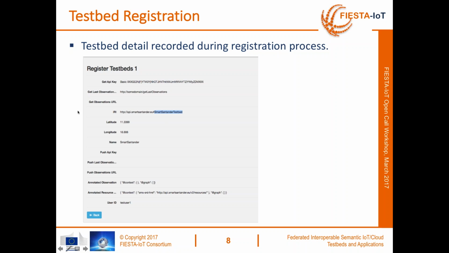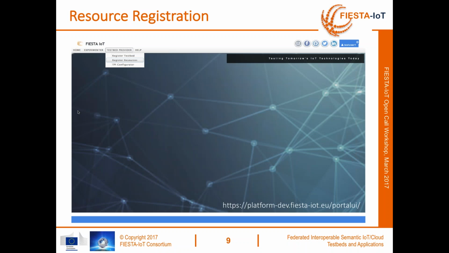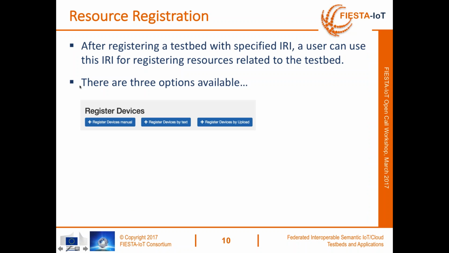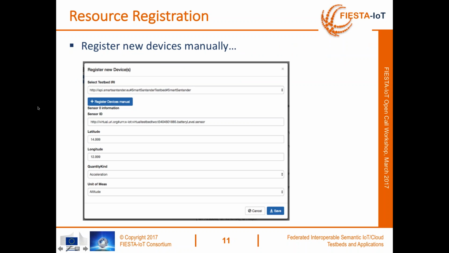Once you have registered the testbed, the next step is to register the resources. In order to do that, you select the second option in the testbed provider menu on the FIESTA portal. Once you click that, there are three options as I mentioned earlier. You can register devices, the resources, manually. You can register them by text, or you can upload the annotated file to register devices. So you select the first option, register devices by manual.